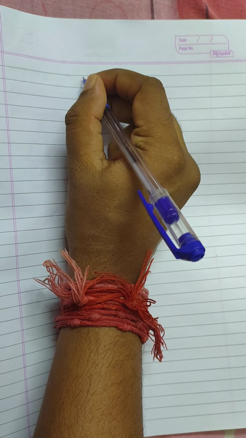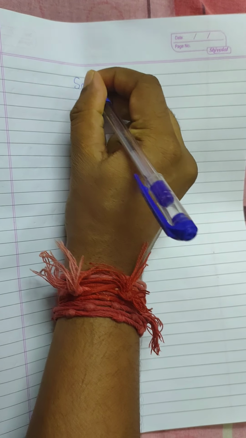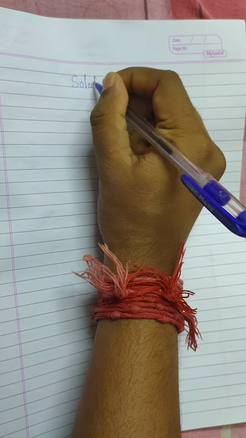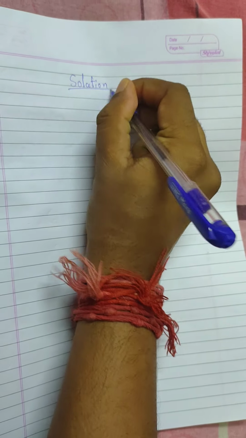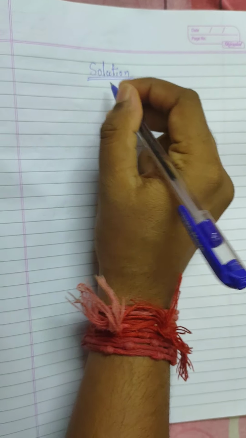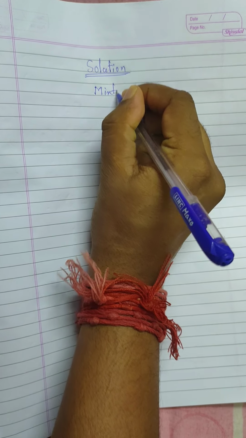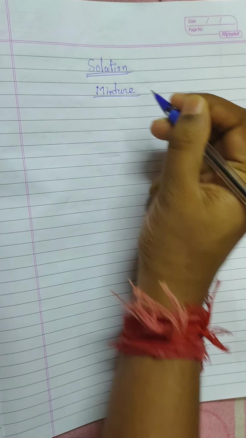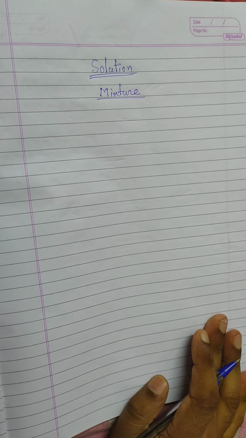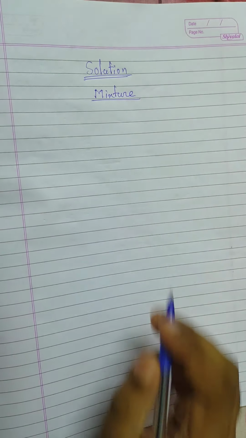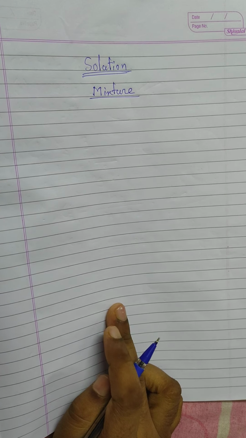Good, today's lesson is on the very first chapter, Solution. Before starting the chapter, we should know what a mixture is. A mixture is composed of more than one type of component. It may be two, it may be three, or it may be more.